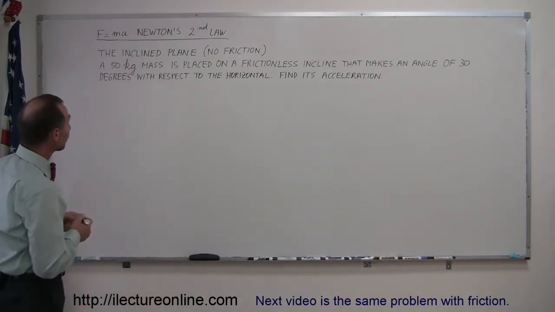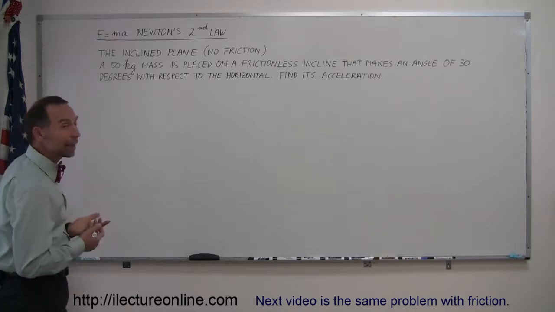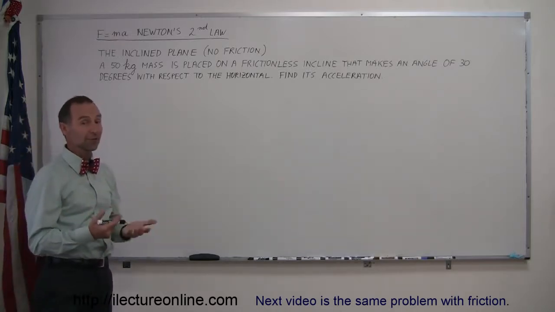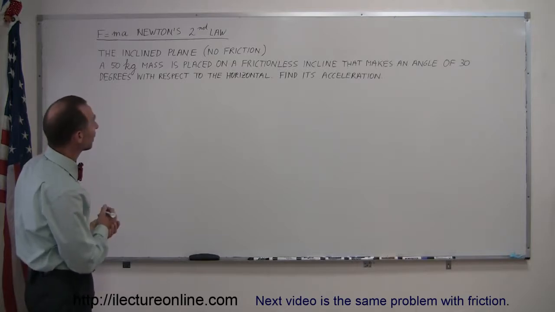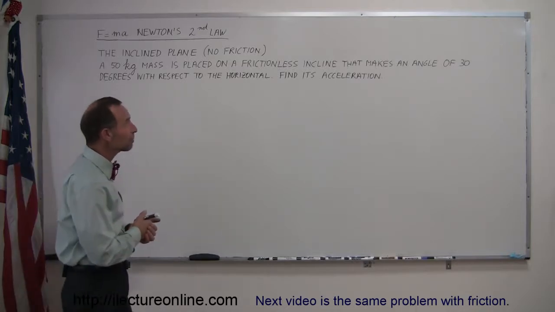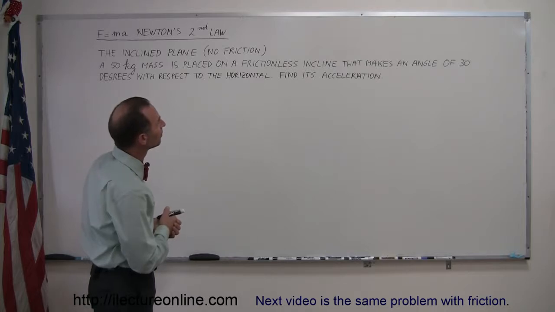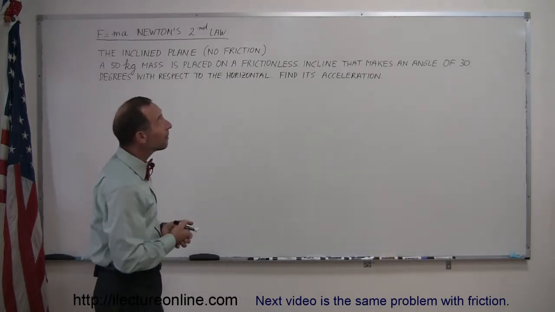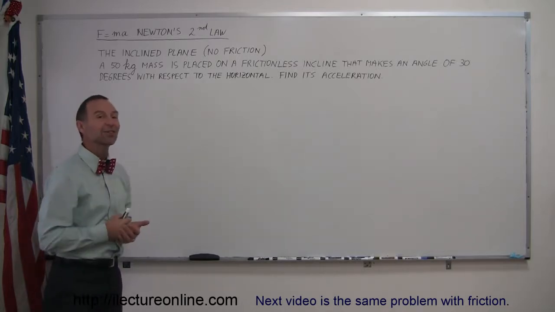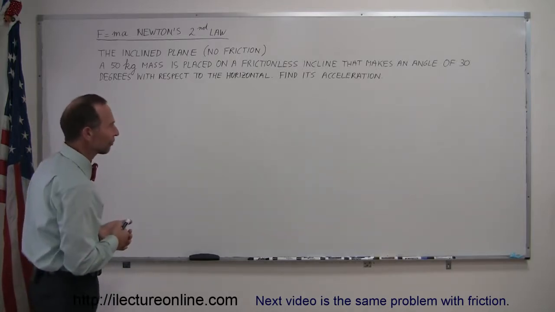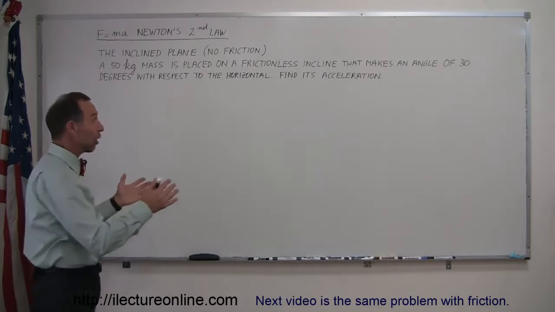So the first problem we're going to do is a problem with an inclined plane, and we'll start with the inclined plane being frictionless. Let's read the problem. It says a 50 kilogram mass is placed on a frictionless incline that makes an angle of 30 degrees with respect to the horizontal. Find its acceleration.